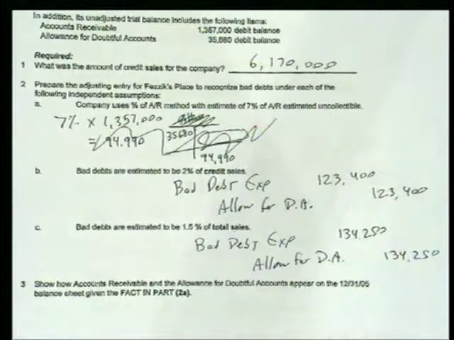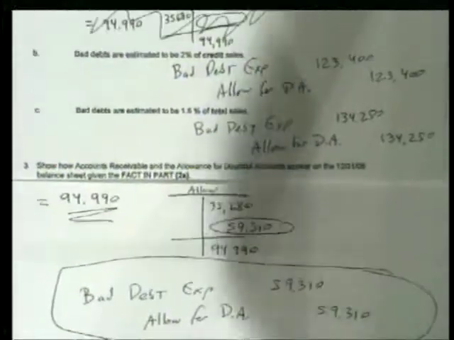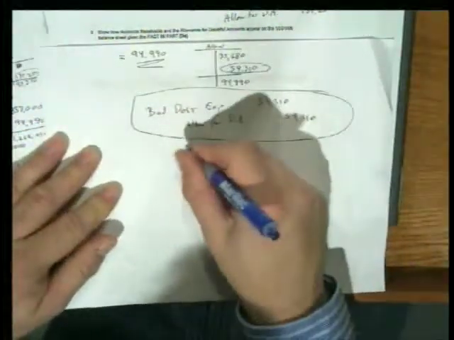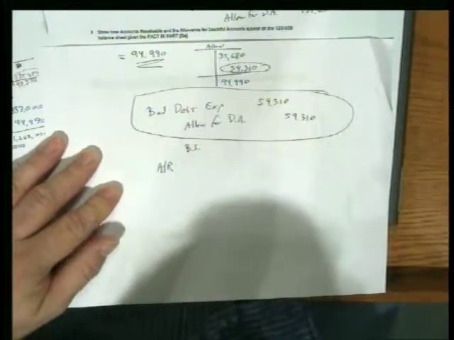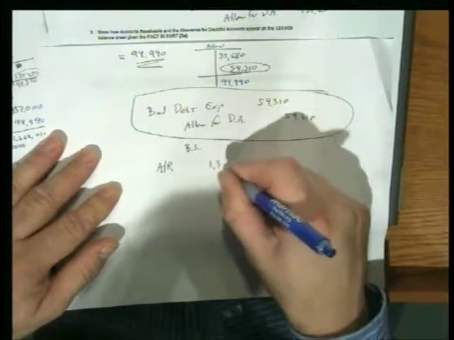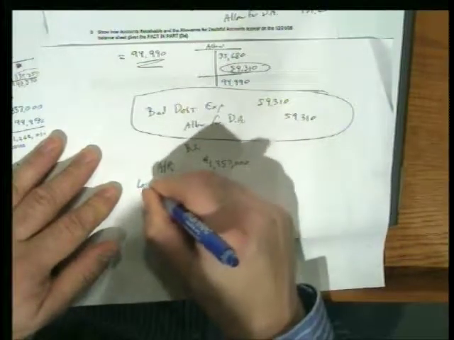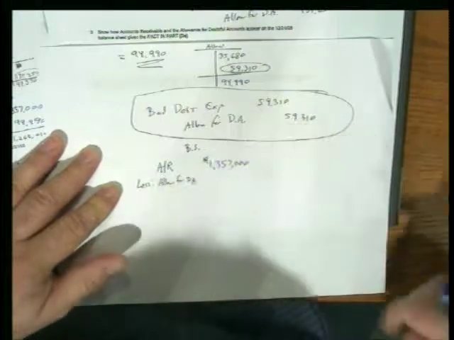So, let's take a look at that. Let's do it down here. Let me back out a little. Okay, so what this will look like is on the balance sheet, we will have accounts receivable. What's our accounts receivable? It tells us $1,357,000 less the allowance for doubtful accounts, correct?